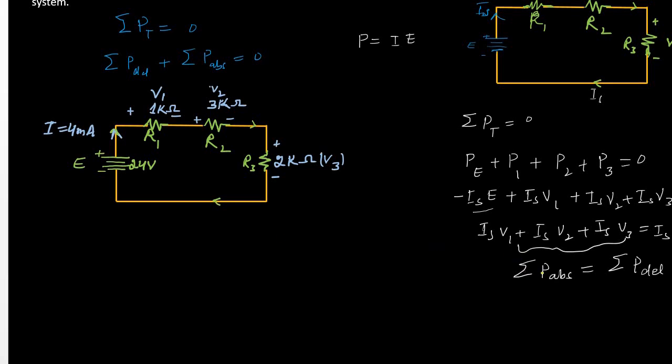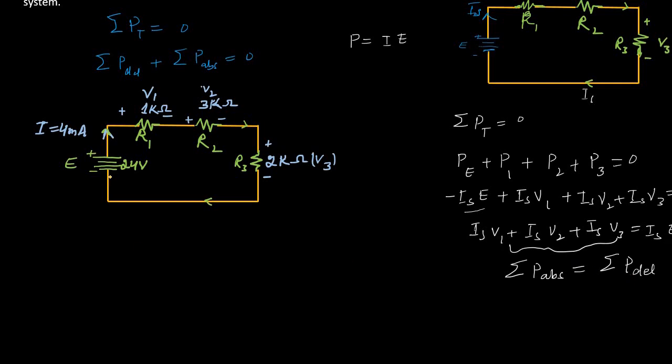So we already proved that the sum of power absorbed by the system is equal to the sum of all the power delivered to the system. First of all, we will find out how much power is delivered to this system. So for that, let's say the power delivered by this DC voltage source is PE, which is equal to I into E, where I is the current in this circuit and E is the potential difference across the terminals of this DC voltage source.